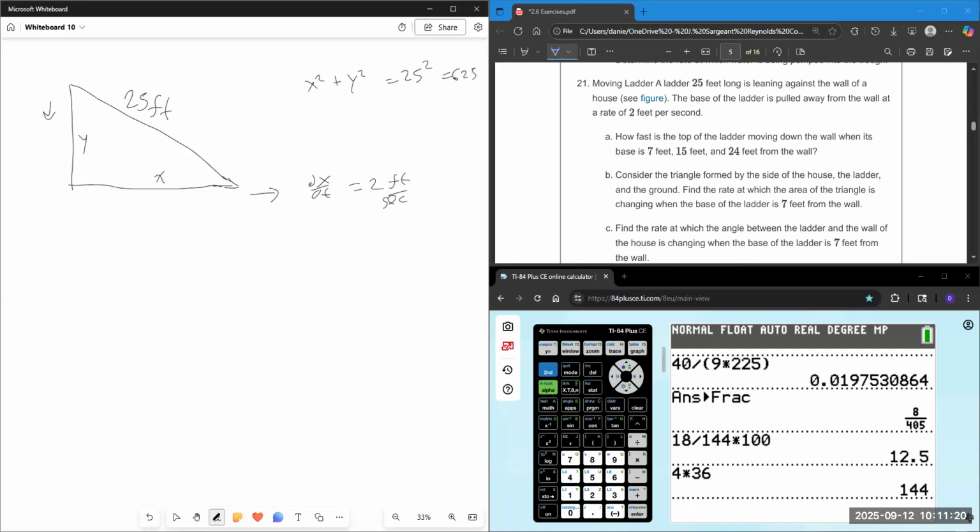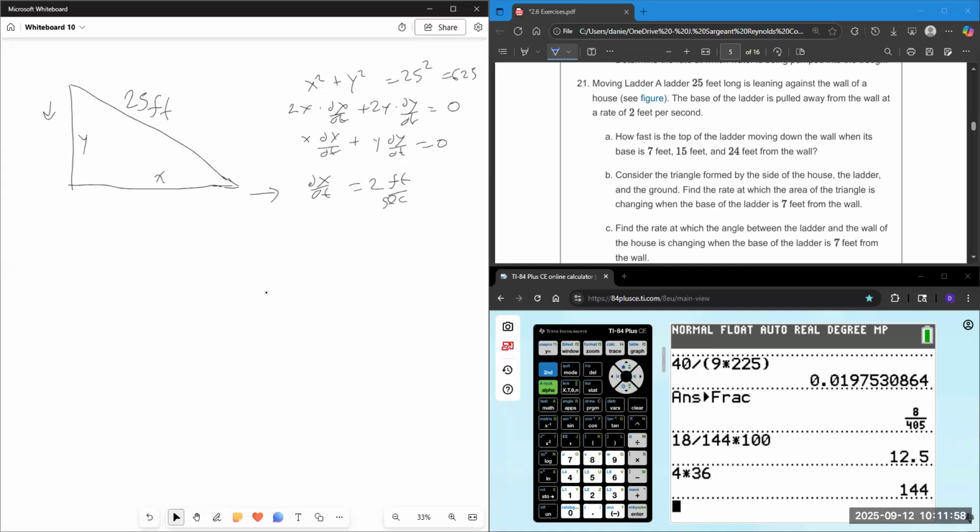I really don't need to know the 625 part. 2x times dx dt plus 2y times dy dt is equal to 0 because the derivative of 625 is 0. I see that constant multiple of 2 that I'm going to divide through by: x dx dt plus y dy dt is equal to 0. Every single time that you have a constant hypotenuse, like a ladder here, this is going to be your formula for your related rate for your Pythagorean theorem.